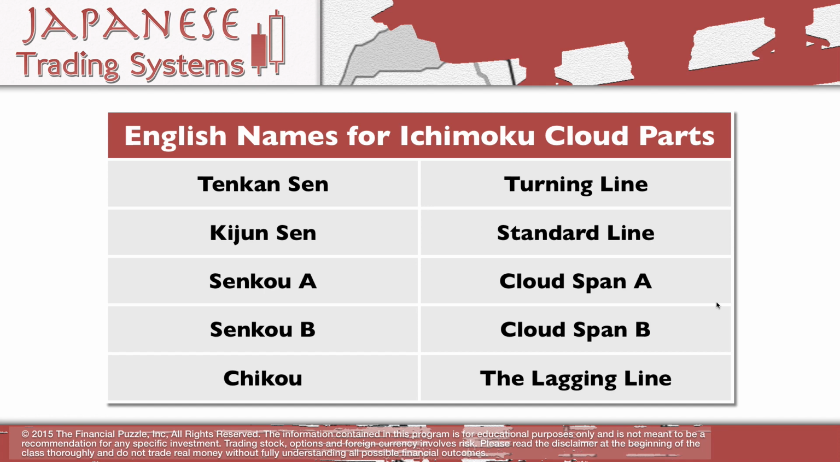So here are the names. The Tenkan Sen line, in English, translates to the turning line. So you may hear this referred to as a turning line. The Kijun line is the standard line. And with the Senkou A and B, that is the cloud span A and cloud span B. And finally the Chikou line is what we call the lagging line. So there are some English translations for you.